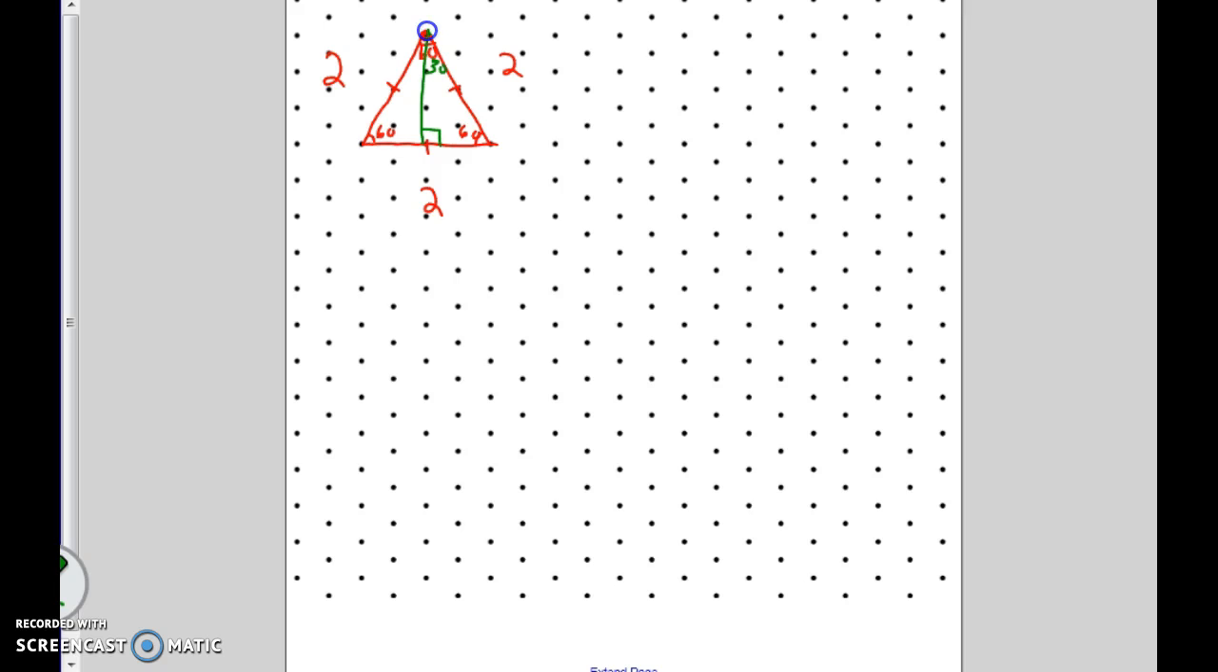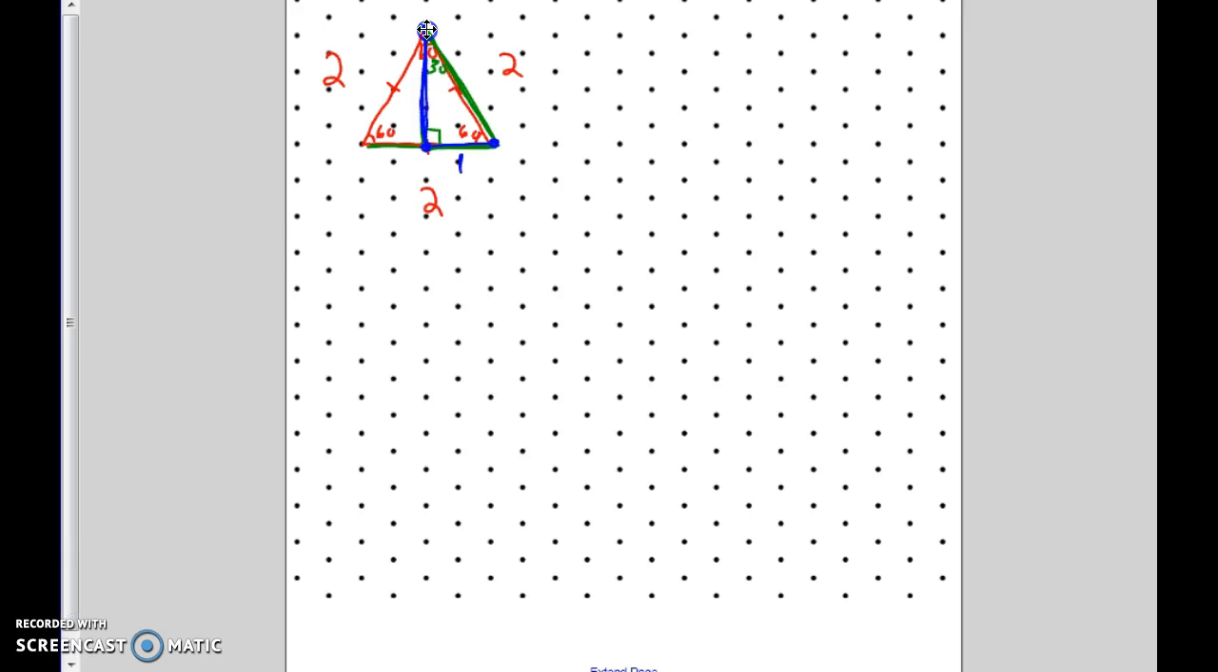If this side right here is 2 units long, how big is this side right here? Well, how big is this whole side right here? 2. So how big would it be from this dot to this dot? 1, right? Everybody with me so far? How could I figure out how big this side is?